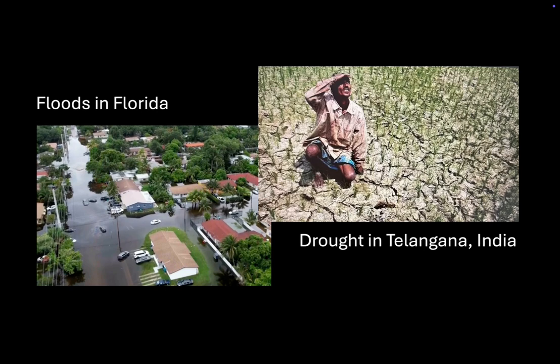Climate disasters are intensifying, from floods in Florida to droughts in India. People, policymakers, and communities need fast, contextual answers about local climate risks, but current tools are static and siloed.